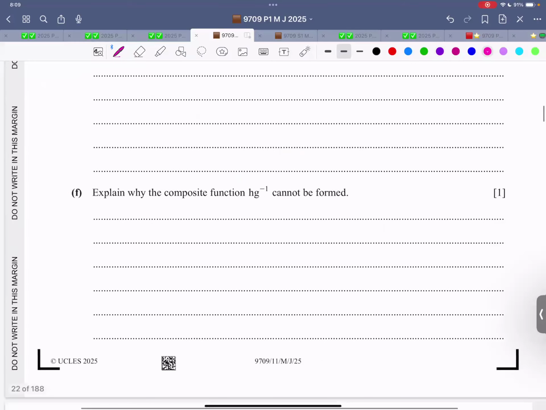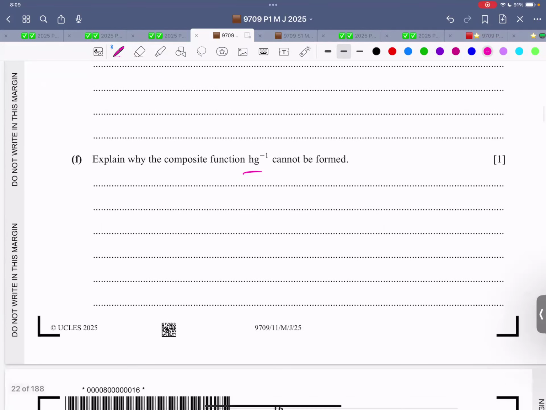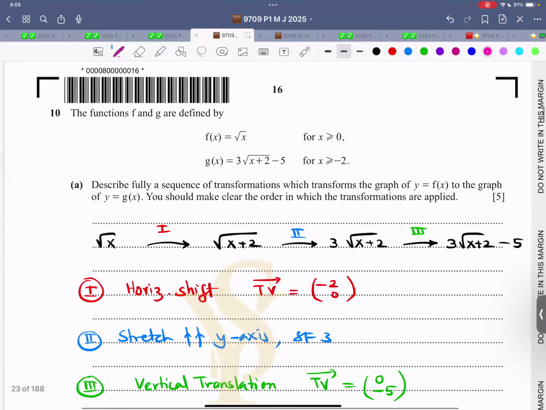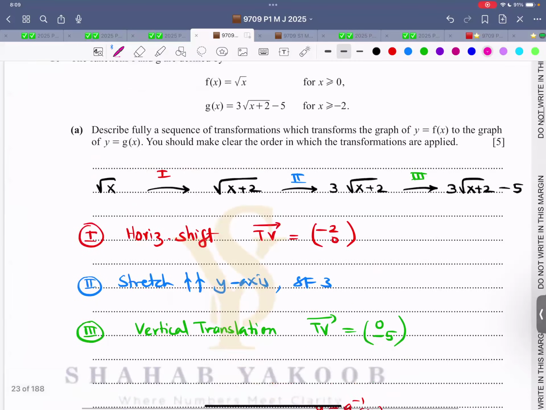And explain why the composite cannot be formed. So let me first, I'll just do it at the end. This 1 mark that people find difficult. So now let's look at this thing. So now it says the function f and g are such and such.